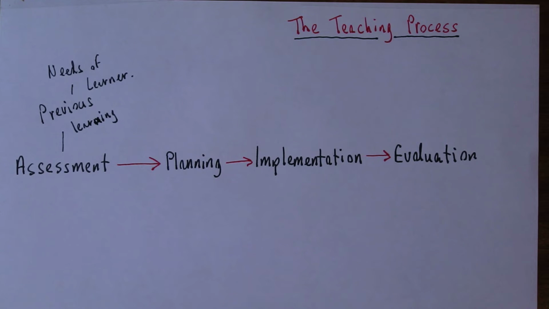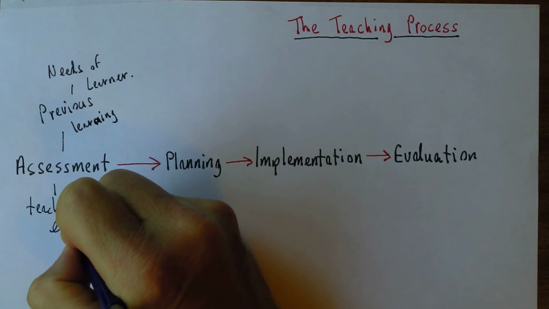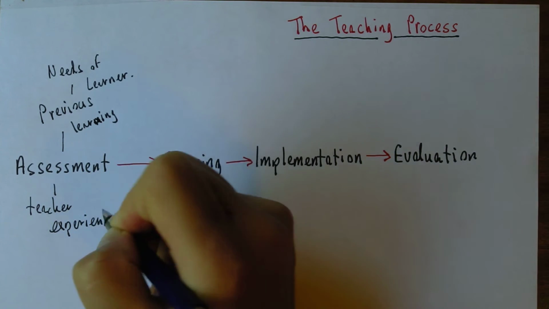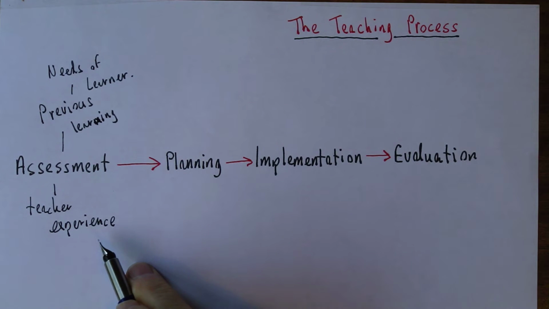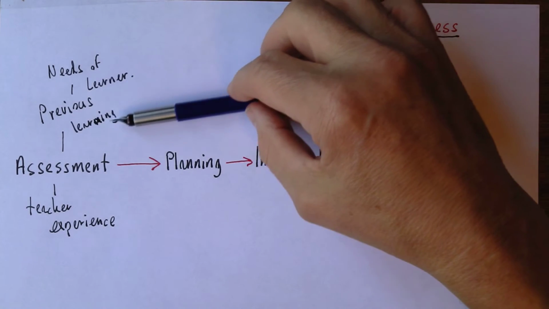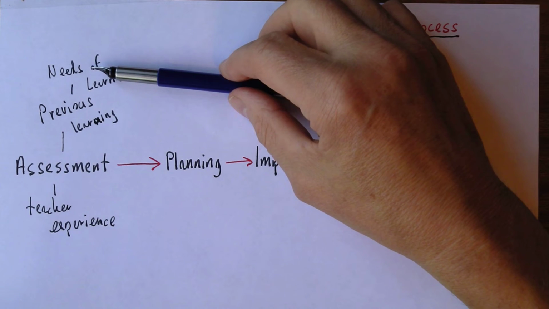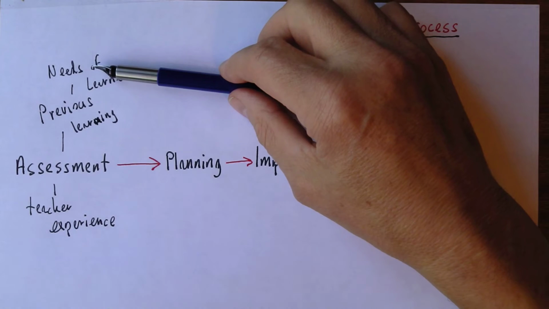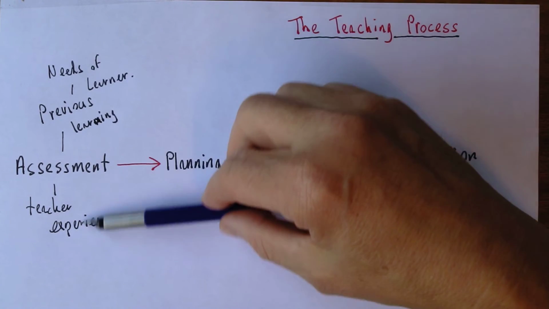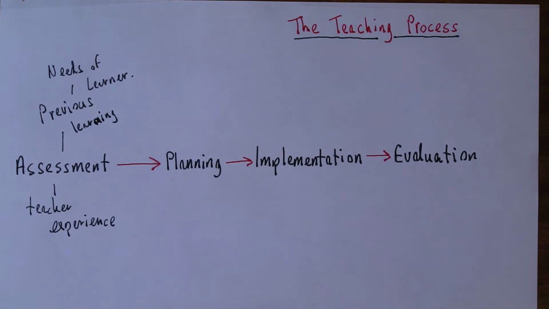And we also have to think about ourselves. What's the teacher experience? Am I sufficiently experienced? Am I sufficiently knowledgeable to teach this particular topic, whatever the title of this lesson is? But the main thing here in the assessment stage is to focus on the learner. What do the learners already know? How does this fit into what they already know? Because we have to be learner-centered, looking at this from the point of view of the learner, not from the point of view of the teacher. But we have to make sure that we're sufficiently experienced to be able to teach it effectively.